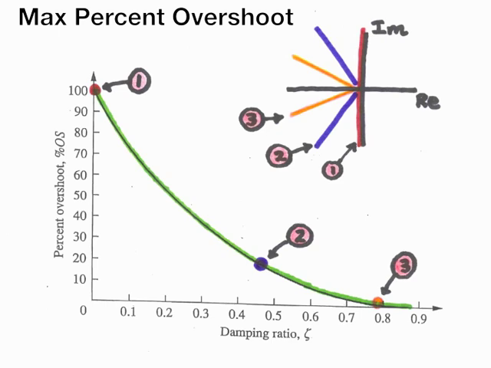The important lesson here is that max percent overshoot is directly related to pole location. The closer the poles are to the real axis, the lower the max percent overshoot, and the closer the poles are to the imaginary axis, the higher the max percent overshoot.